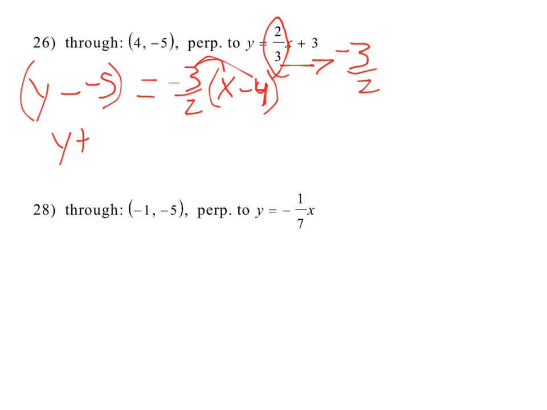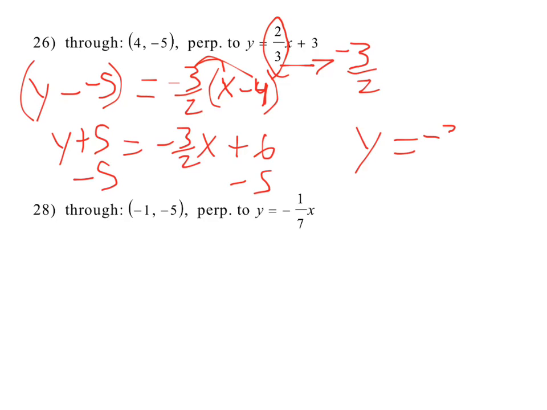Left side, you got y plus 5. Right side, you got negative 3/2 x. And then plus, because negative times negative is positive, 3 times 4 is 12. Divided by 2 gives you 6. So it's going to be plus 6. And now, time to get y by itself. We'll subtract 5 from both sides. We get y equals negative 3/2 x plus 1.